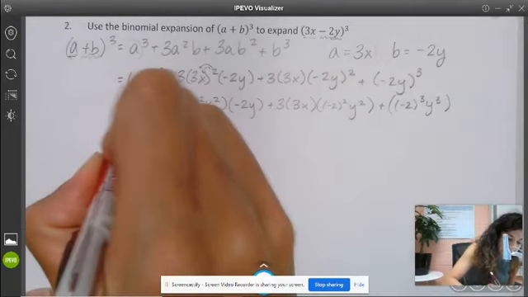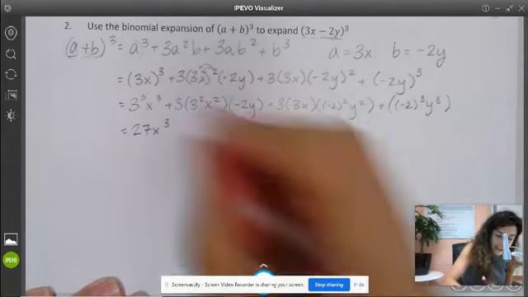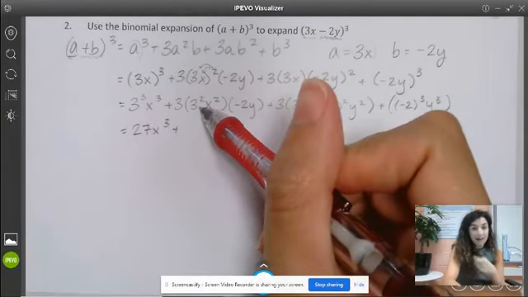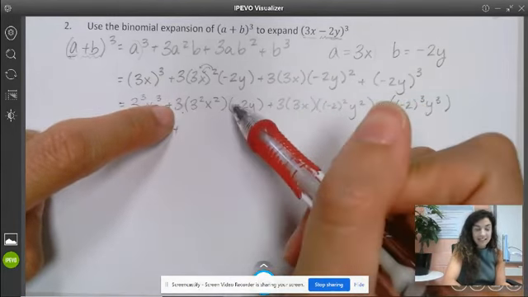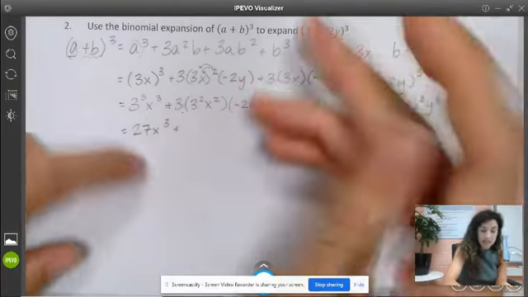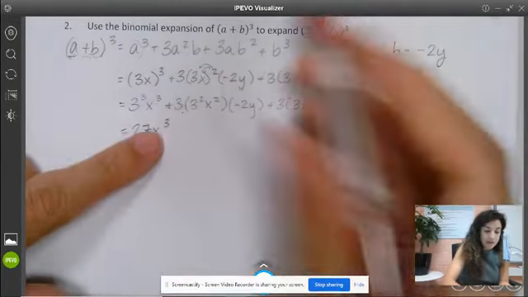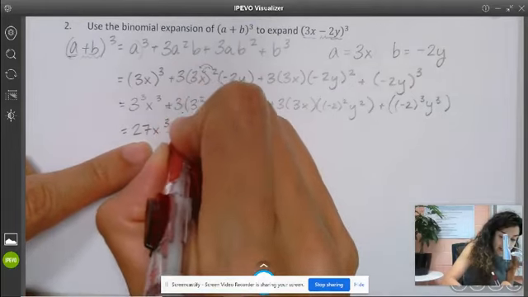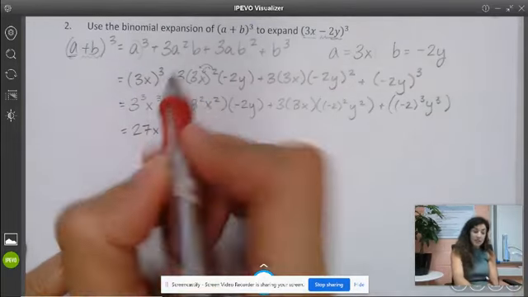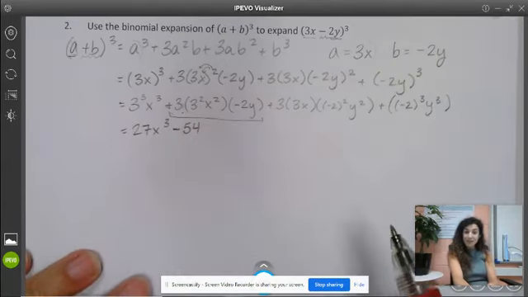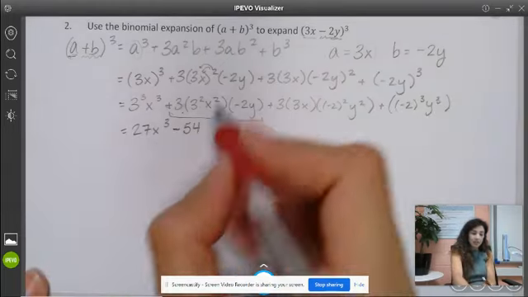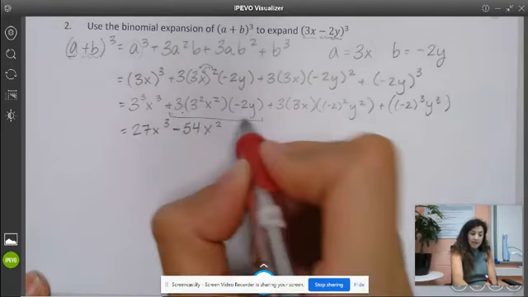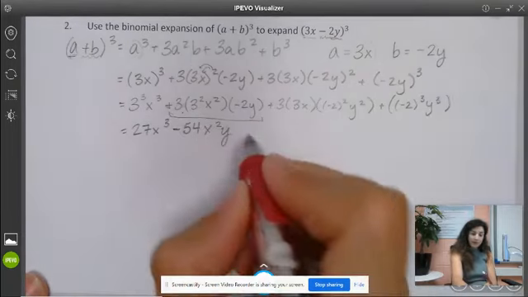Next step, 3 cubed is 27. So we've got 27x cubed plus 3 squared is 9 times 3 is 27 times negative 2 is going to be negative 54. So that means we're going to do minus 54. So I've just taken all of this as a big term, right? It's a really big term. So we've got multiple pieces going on there. So what I do first is I grab all the numbers and I multiply them together. And then I'm going to grab all my x's, which is just this guy right here, x squared. And then I'm going to grab my y and finish it out.